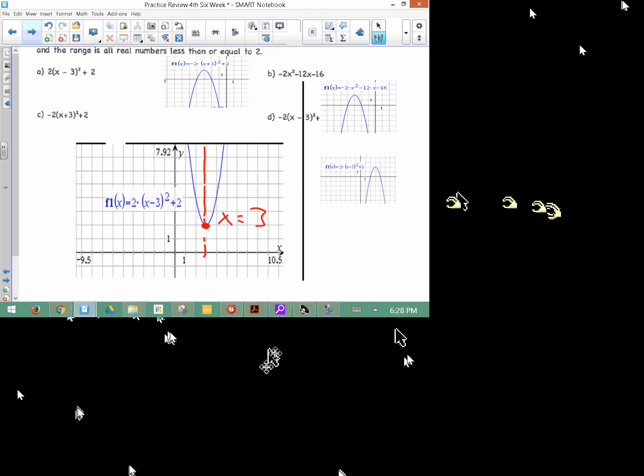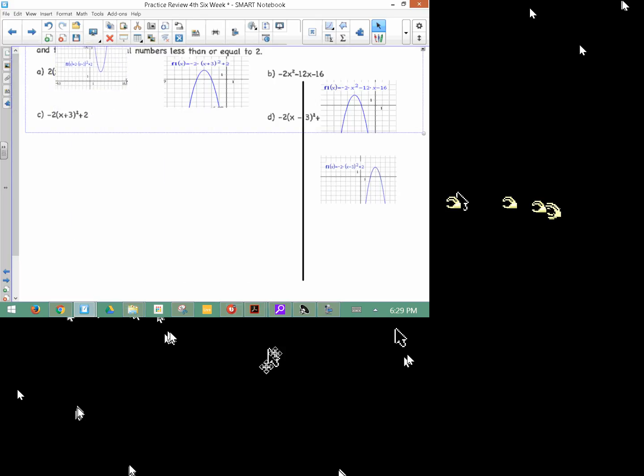So the y values start from here, and then they go that way. Well, that's y greater than or equal to 2. That's what the range is. But we want the range to be all real numbers less than or equal to 2, which is not this. So that means this one is not the answer. So we can discard this one.